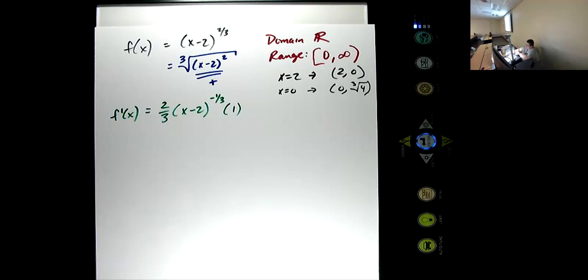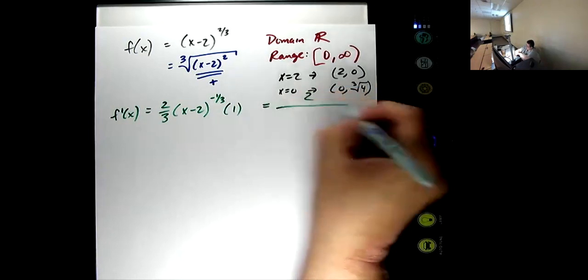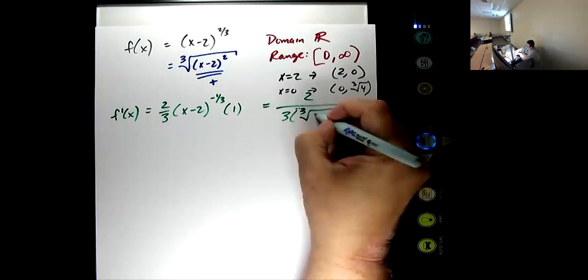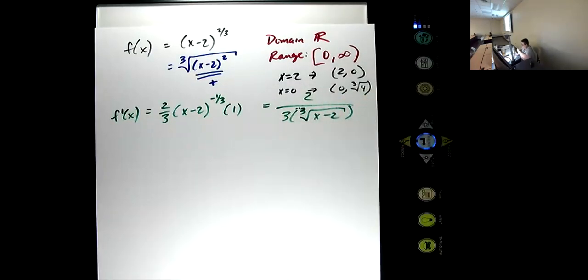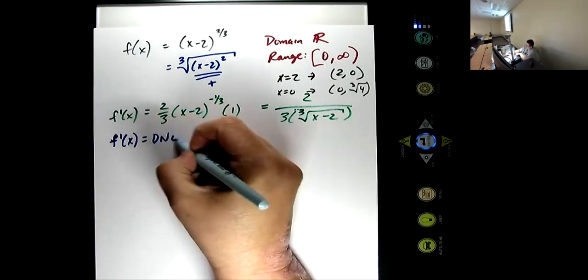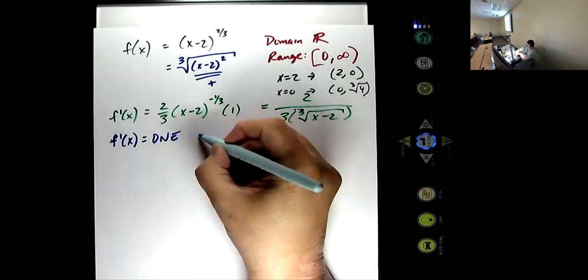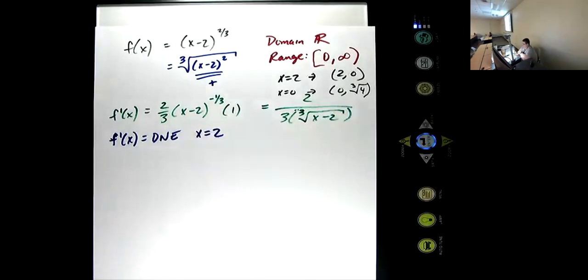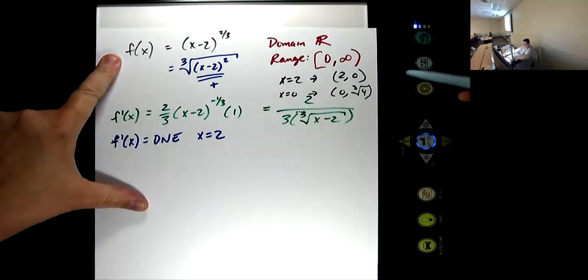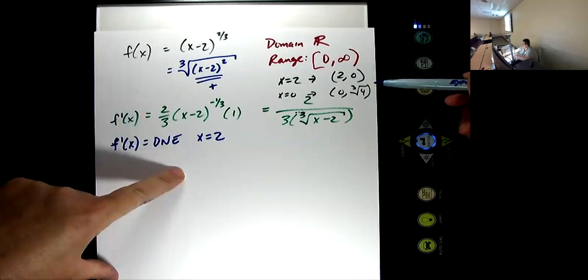So that's actually 2/3 times the cube root of x minus 2. We actually have a critical point here. f prime of x does not exist when the denominator equals 0, when x equals 2. So f of x exists there. We have a value, but the derivative doesn't exist.